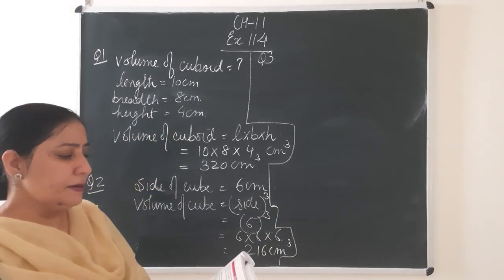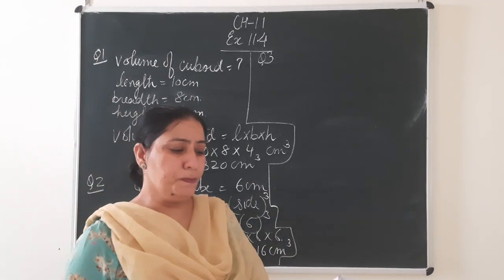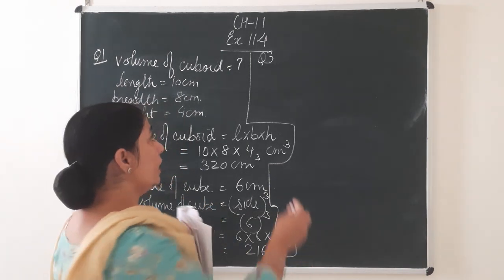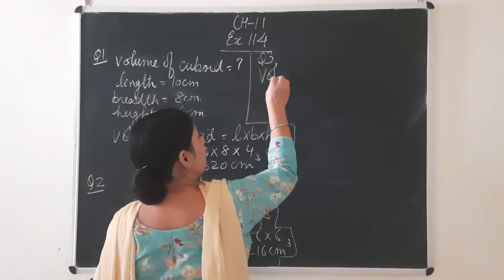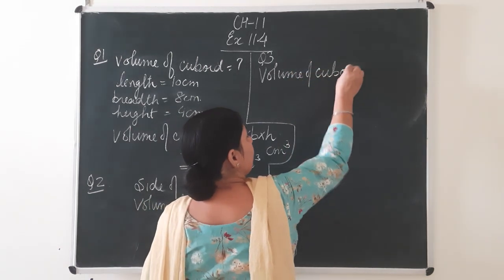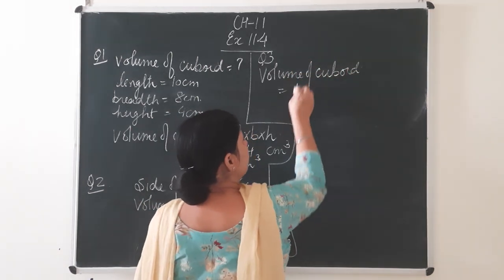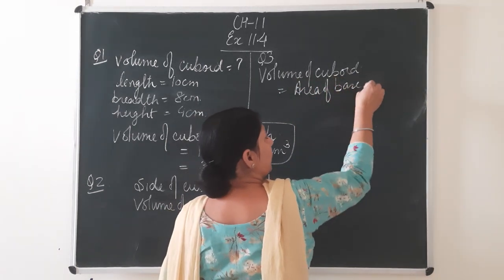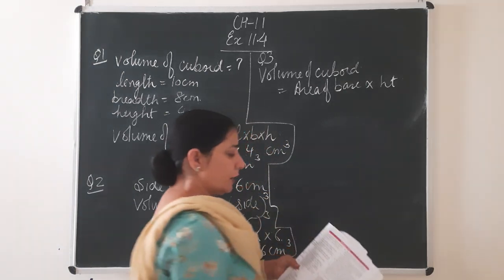In question number 3, beta, we are given the area of the base of the cuboid and its height. So just now I told you, if you are given the area of the base, then the volume of the cuboid will be just equal to the area of the base multiplied by its height.